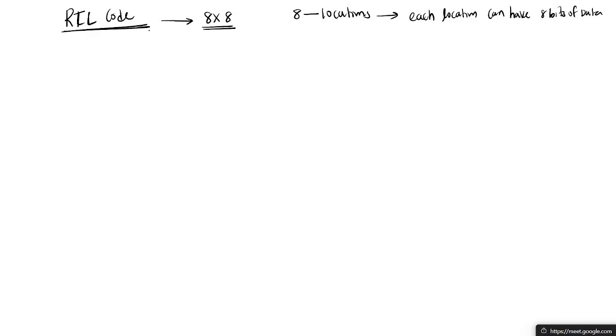So first, here I want to develop the memory, no? An 8x8 memory. 8x8 memory means you have 8 locations. Each location can have how many bits of data? That is 8 bits of data. So I need to develop the memory. Can anyone say how to develop the memory? We already discussed.